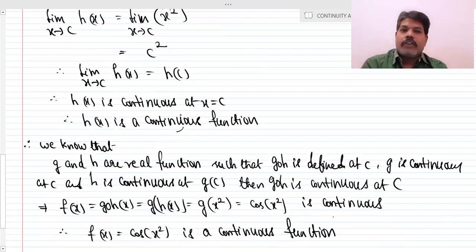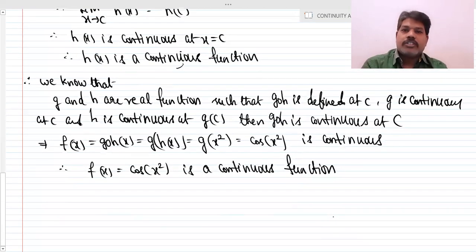So after getting this, you have to understand that g and h are real functions such that g circle h is defined at c, and g is continuous at c, and h of x is continuous at g of c. Then g circle h is continuous.